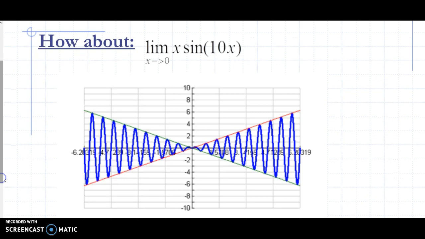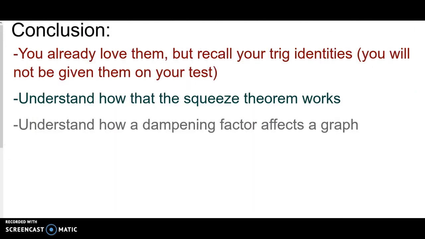Okay. Here's another example as well. So notice this is a new function. We have the limit as x approaches 0 of x times sine of 10x. Well, similar situation, as x is getting closer to 0 from both sides, notice that our function is also getting closer and closer to 0. Squeeze theorem.